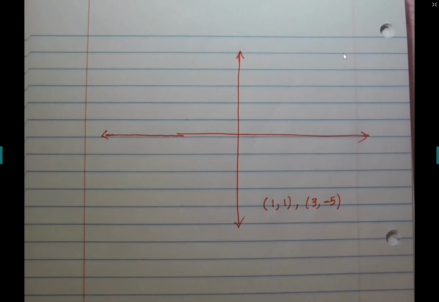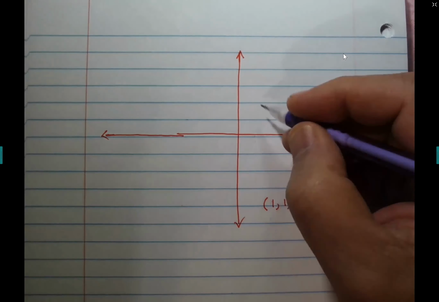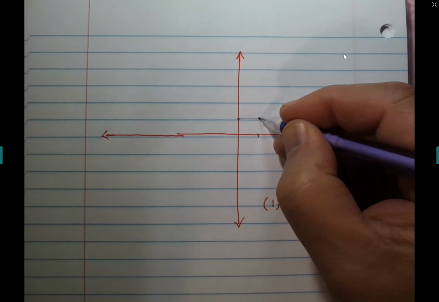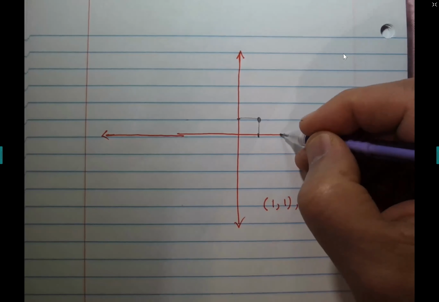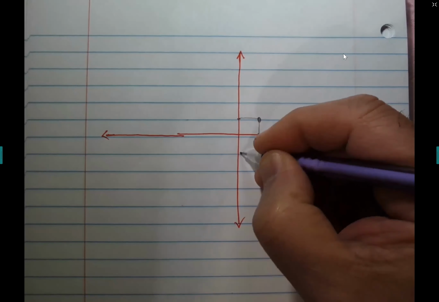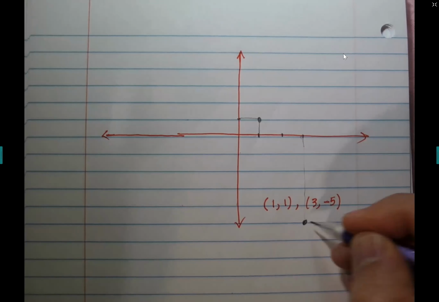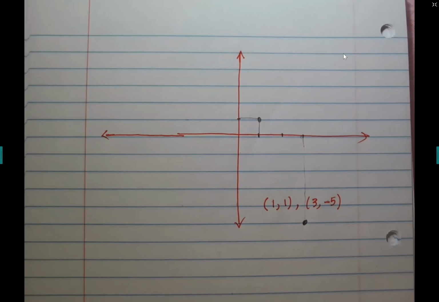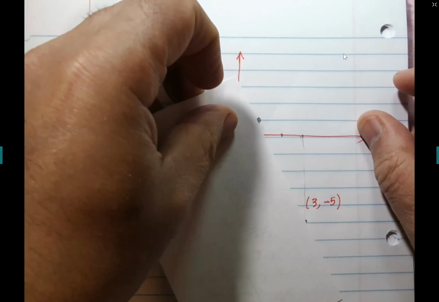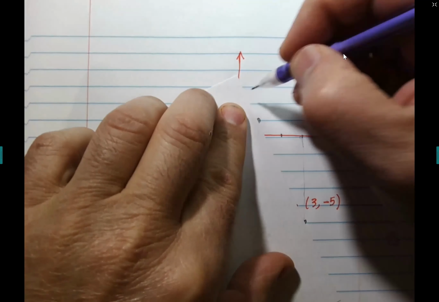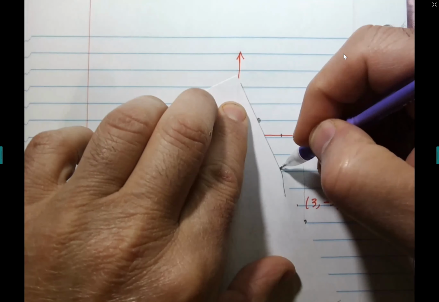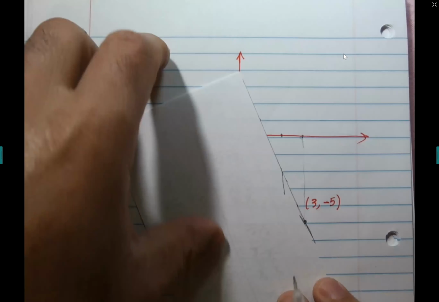Okay. Let's sketch this one. (1, 1) is right here, guys. That's a 1, and that's a 1. (3, -5): 1, 2, 3, 4, 5 right here. I should have a straight edge. Okay, I'll try to do it. Oh, there you go. I'm going to connect the 2 points. Look, this is how I connect them. And that's your line.